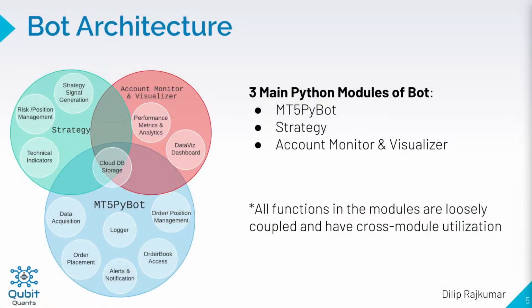As you can see, there are three main components to this trading bot architecture. First is this MT5PyBot module, which is comparable to an external physical form of a human being with various sense organs, or a PC system with various peripherals through which it interacts with the external world. The strategy module is comparable to the brains or the mind behind the operation, containing the main strategy and logic which generates the buy or sell signal.